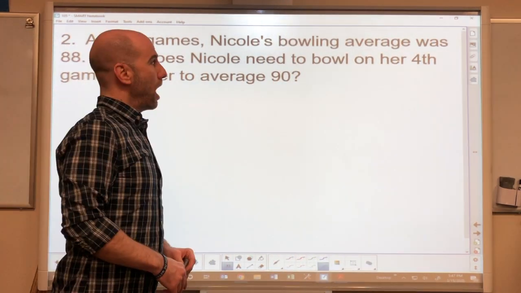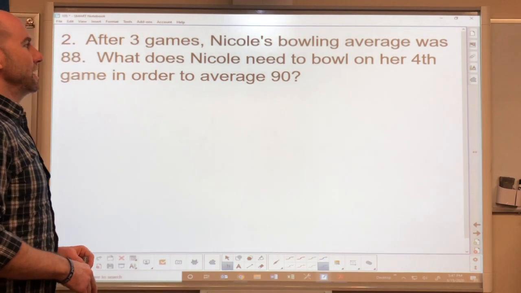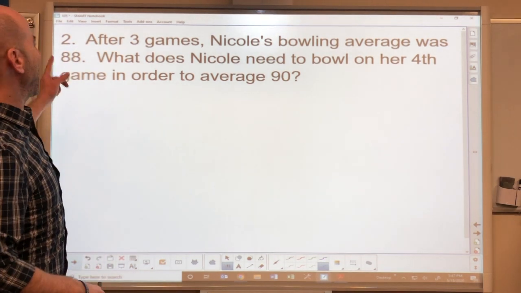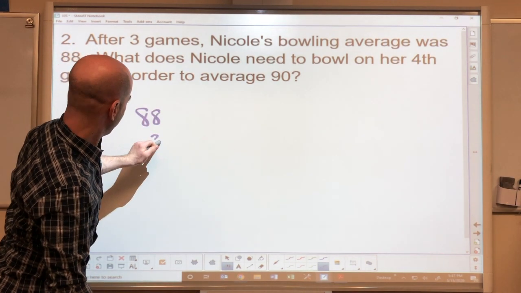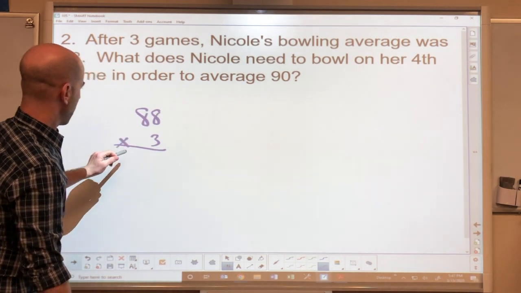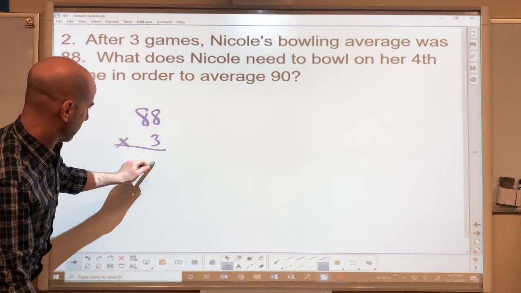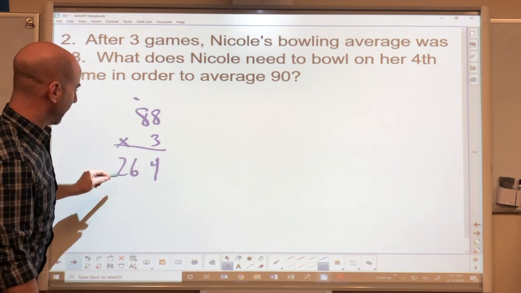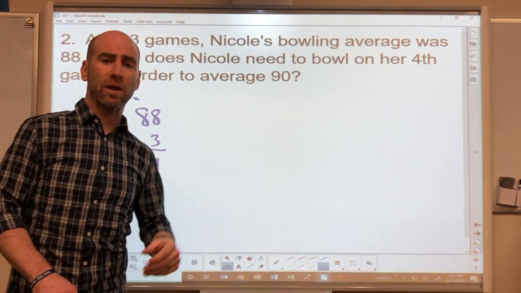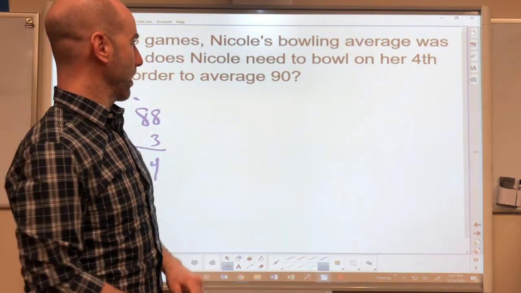Okay, after 3 games, Nicole's bowling average was 88. Okay, 88 times 3 is... Okay, so she has knocked down a total of 264 pins.